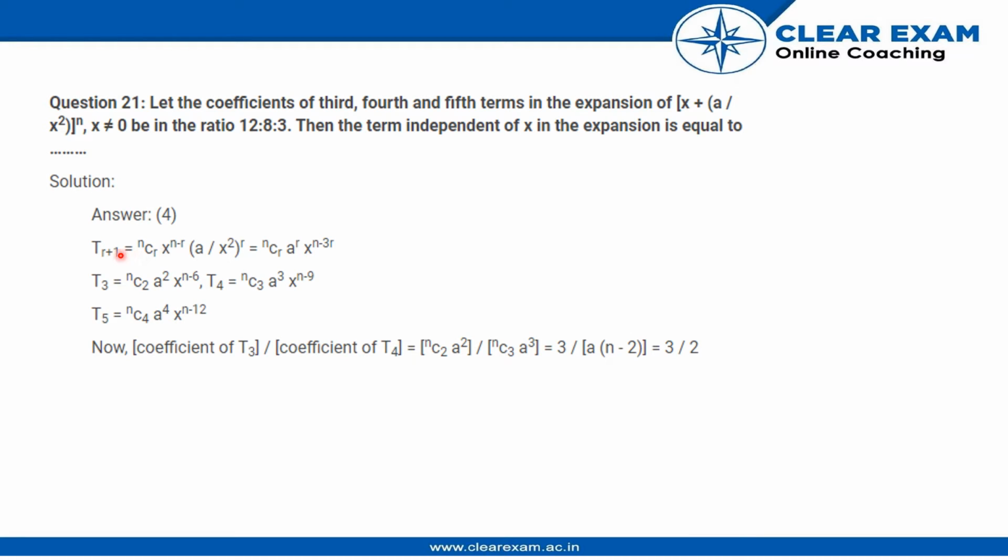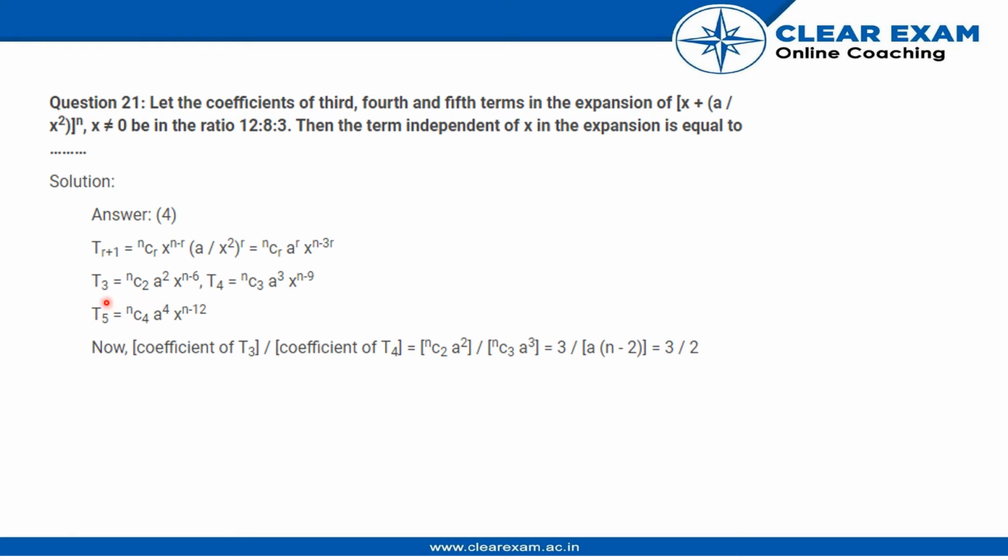So we have T(r+1) equal to nCr x^(n−r) (a/x²)^r. That is the general term for this expansion, which is equal to nCr a^r x^(n−3r). Now the question is asking for the term independent of x in the expansion. Therefore we should have n − 3r equal to 0.